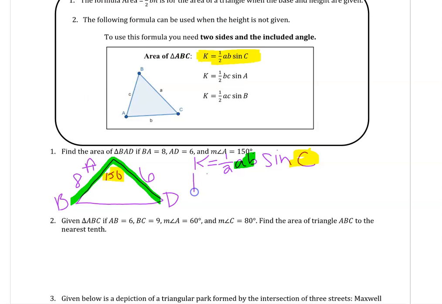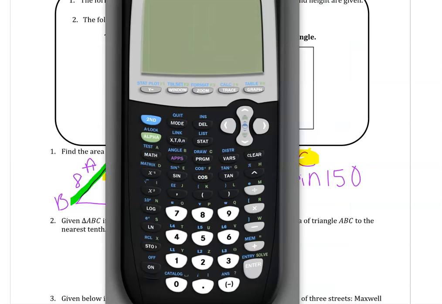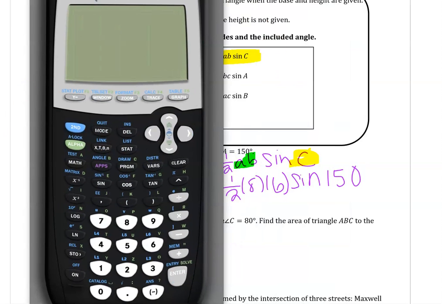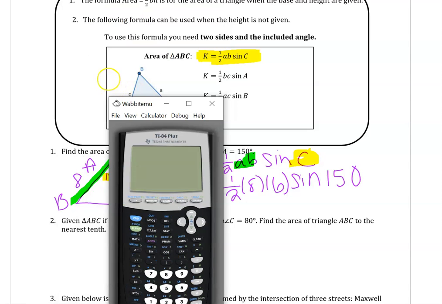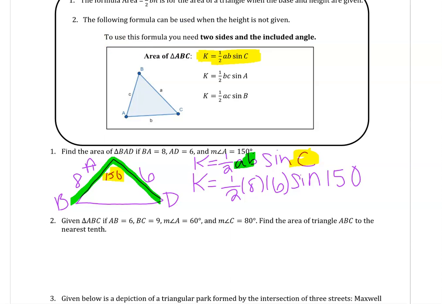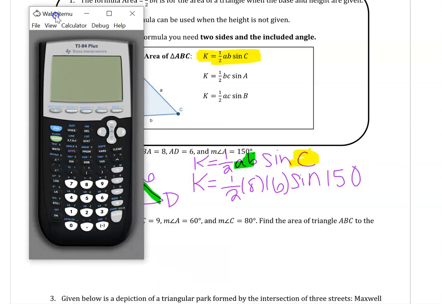So now we just plug it in. So area equals 1/2 AB sine of C, and that's where we go to our calculator. Try to make this a little bit smaller. There we go. All right, so just like usual, make sure you're in degree mode.